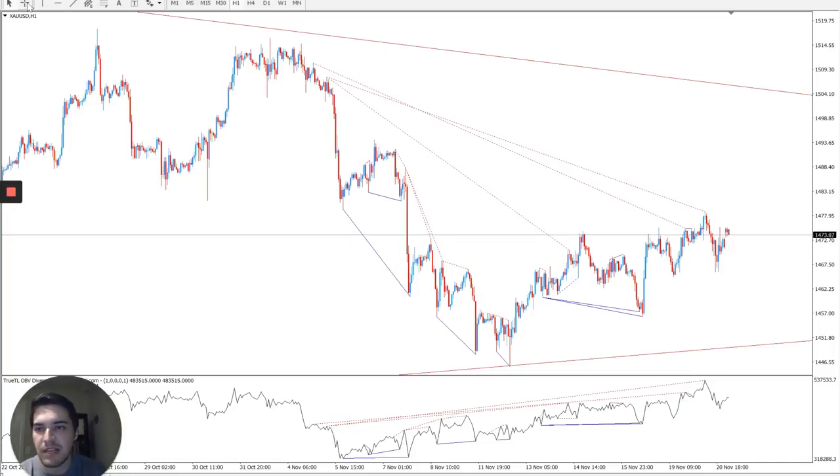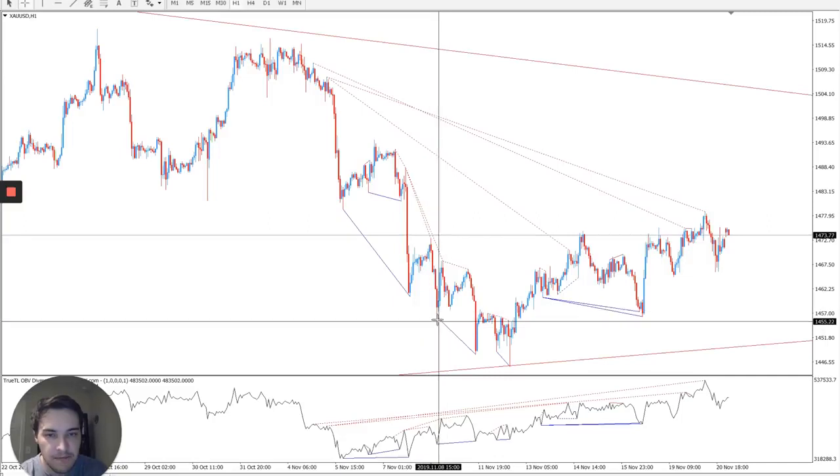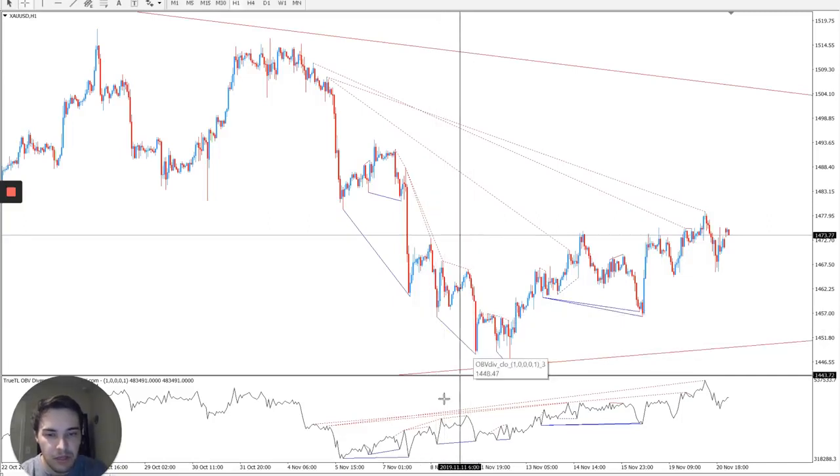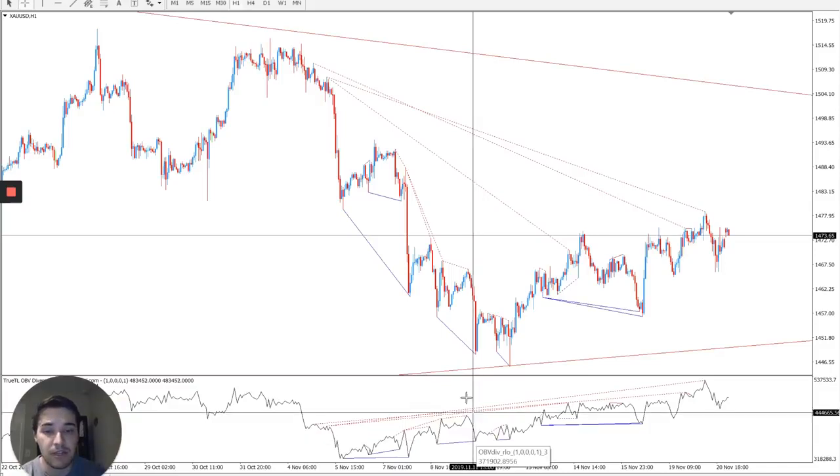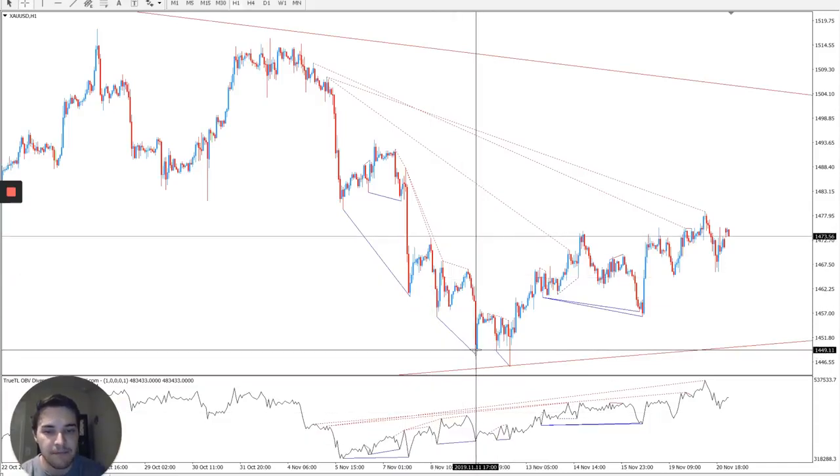Also, let me show you more examples. Right here, we have a low, lower low. On the OBV indicator, low, higher low. Regular divergence, right? Once it hit, it spiked up by 80 pips.